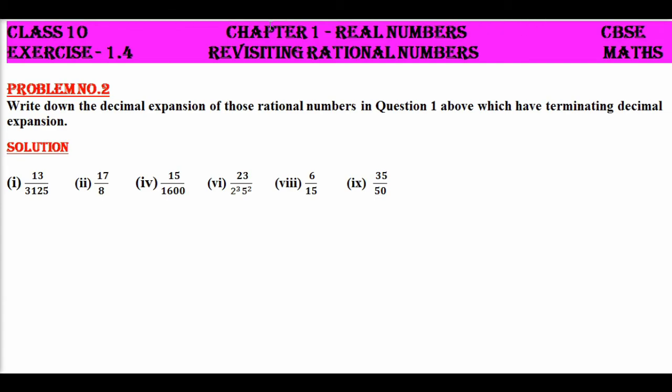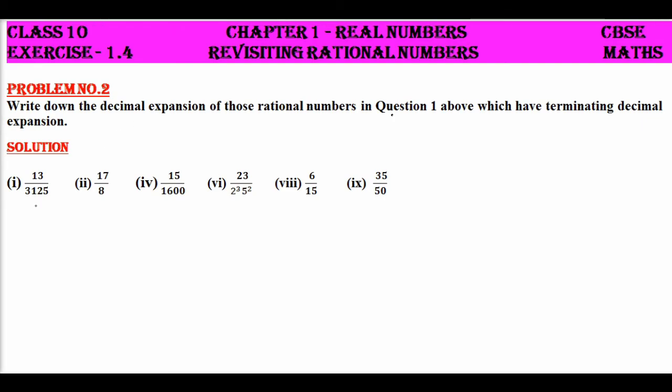Class 10 CBSE Maths, Chapter 1 Real Numbers, Exercise 1.4, Problem number 2. Write down the decimal expansion of those rational numbers in question 1 above which have terminating decimal expansion. So in our question number 1, we were given 10 rational numbers, and we found that among those 10 numbers, these 6 have a terminating decimal expansion. Now what question number 2 says is, find the decimal expansion of those terminating decimal expansions in question 1.